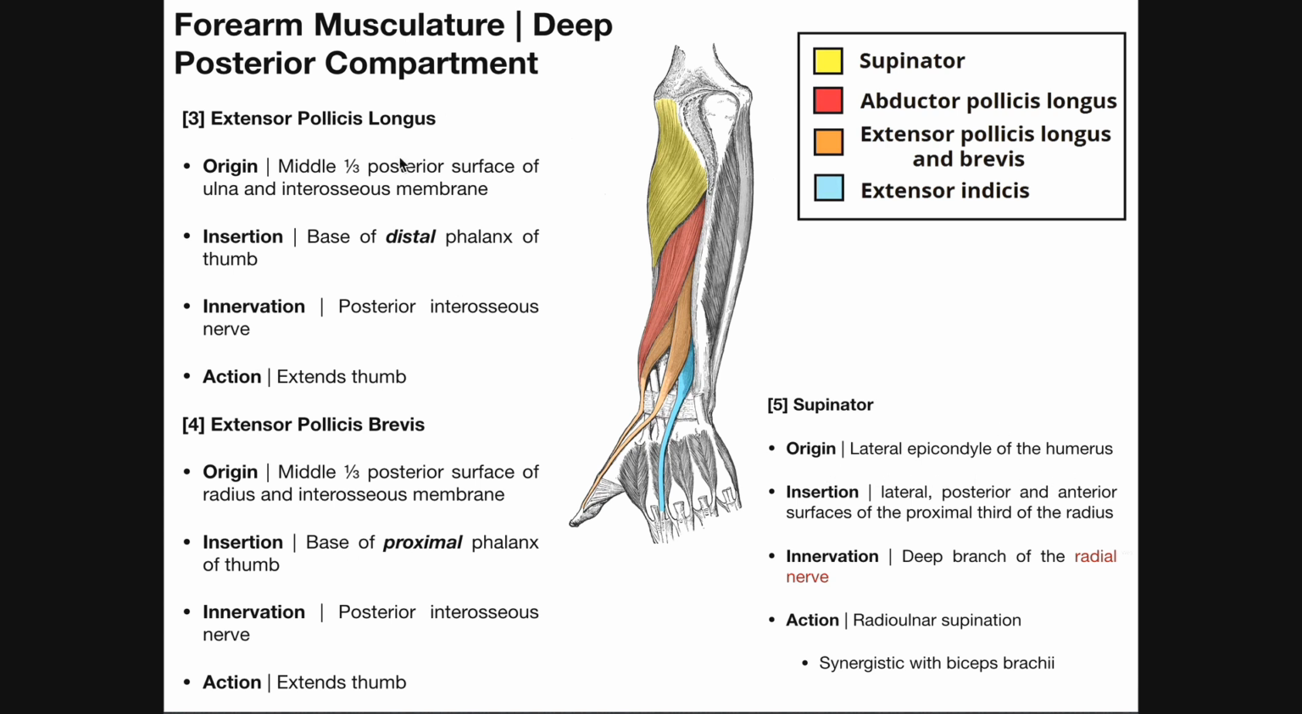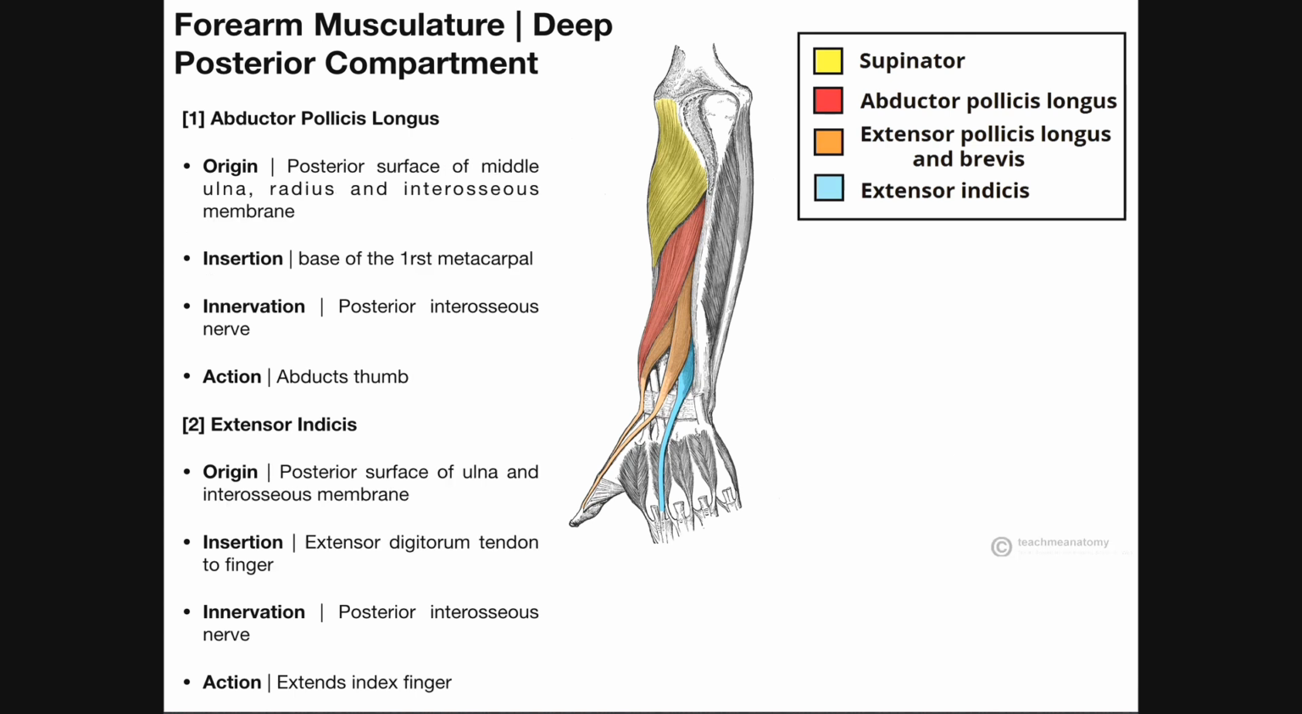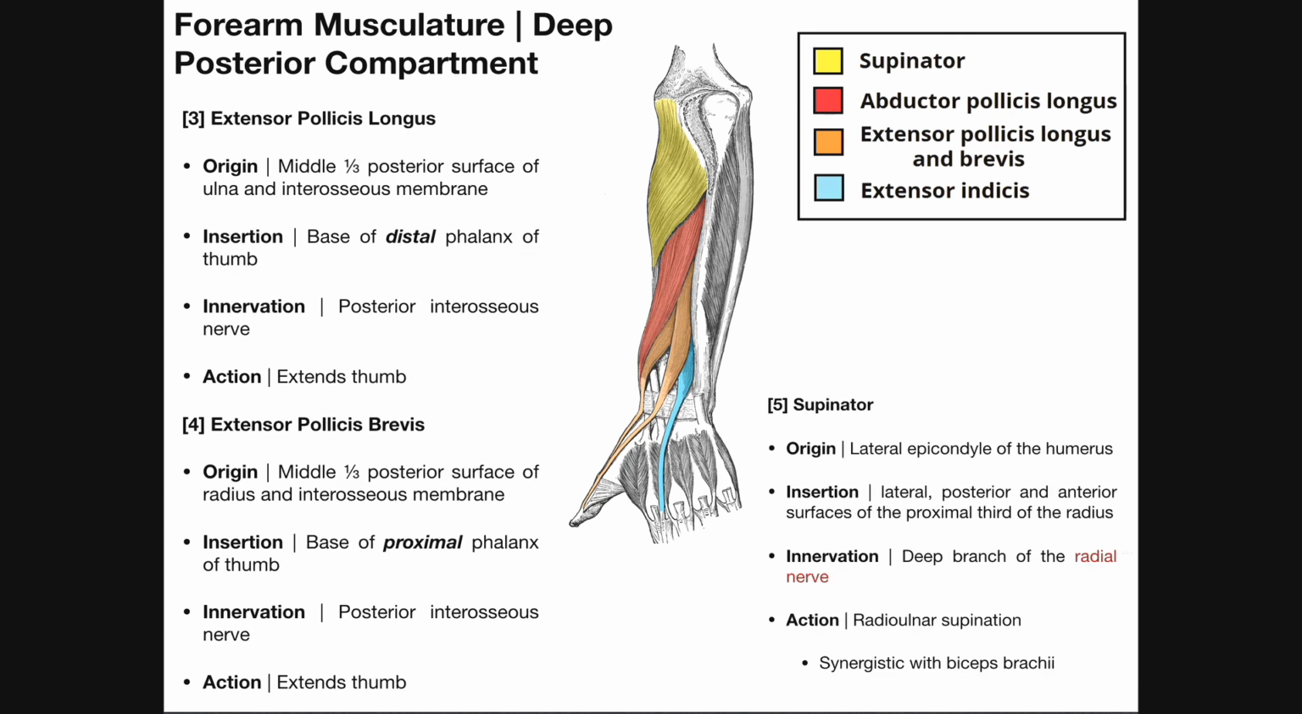Now that's different than these. These ones in the deep layer, none of them originated on the lateral epicondyle. This one does, but it doesn't do anything with the wrist. So it originates on the lateral epicondyle, which technically is the common extensor origin, but this doesn't do extension. It's going to insert on the lateral, posterior, and anterior surfaces of the proximal third of the radius. So its insertion is only down to here. It doesn't come anywhere close to the wrist.